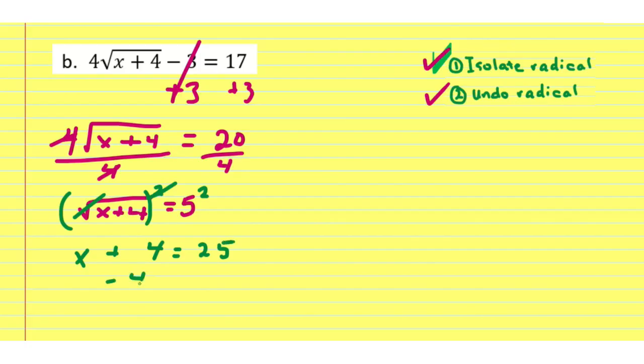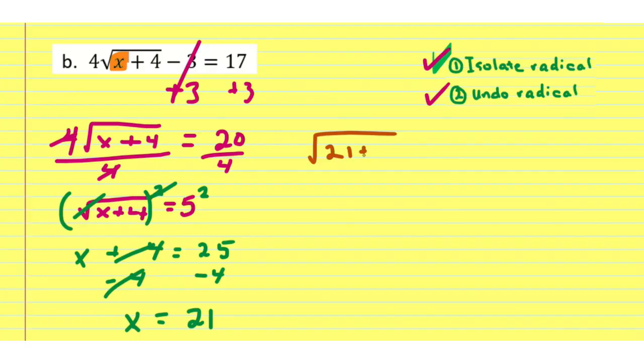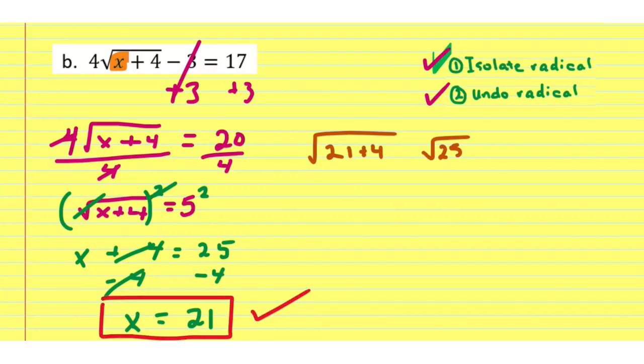Now I can subtract 4 from both sides, and these cancel out, and I end up with x is equal to 21. Okay, and going back to the no negatives under the radical, we might want to just double check. When I plug in 21 for the x, that gives me a square root of 21 plus 4, which is square root of 25. That definitely is not a negative, so our answer is good. We are good to go with x equal to 21.